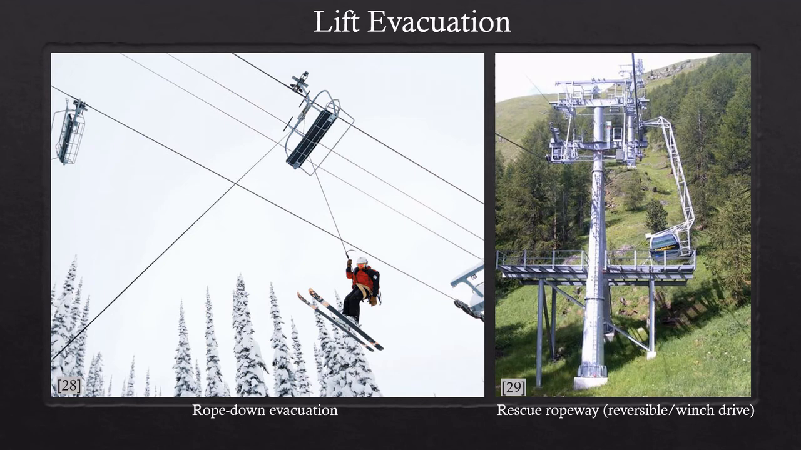In cases where this is far too high off the ground to be possible, a rescue ropeway is built along with the ropeway. This is a system where a reversible ropeway or a simple system with a winch drive is used to allow a carrier to reach the stranded carriers. That will allow the passengers to offload into the rescue ropeway carrier and reach the ground safely.